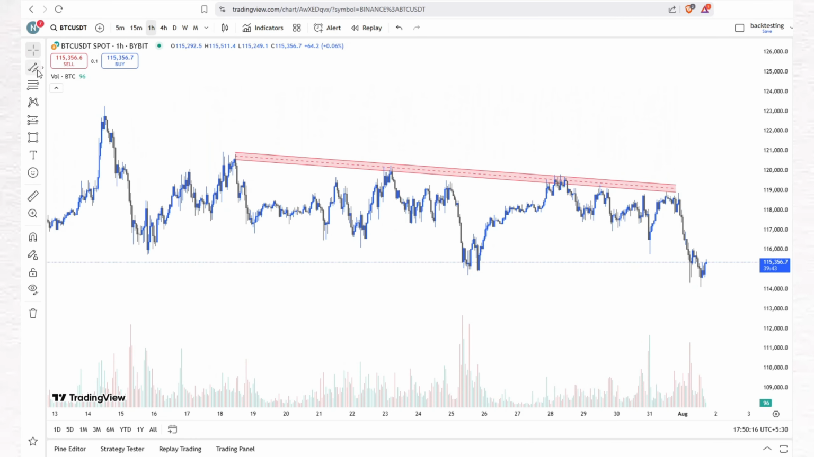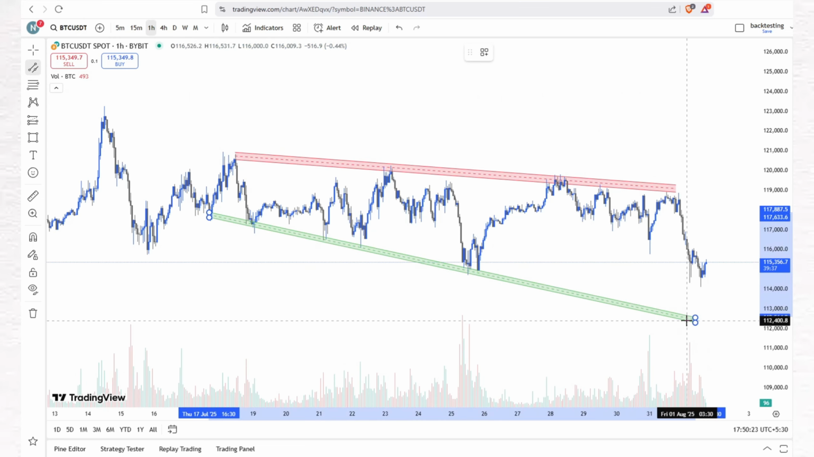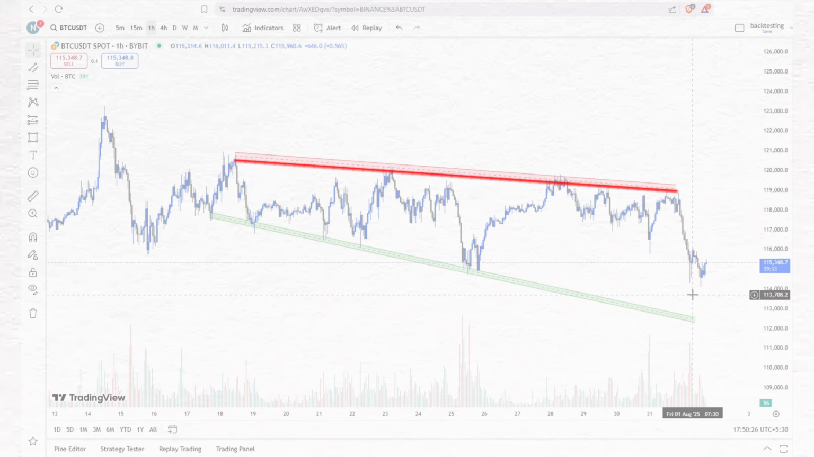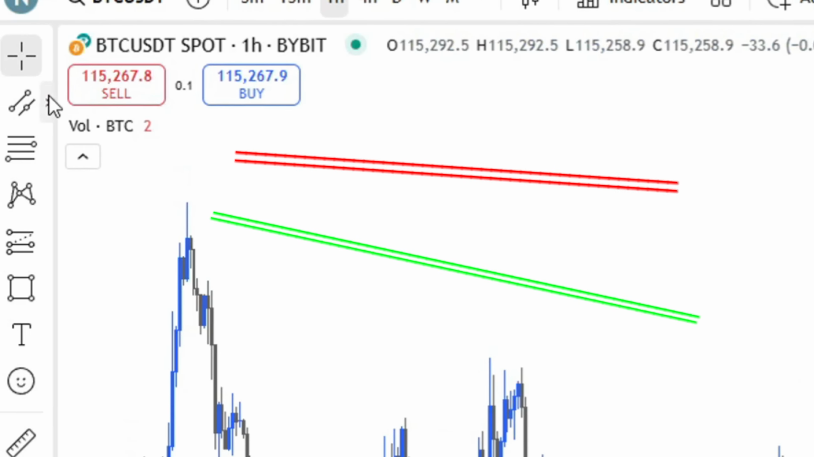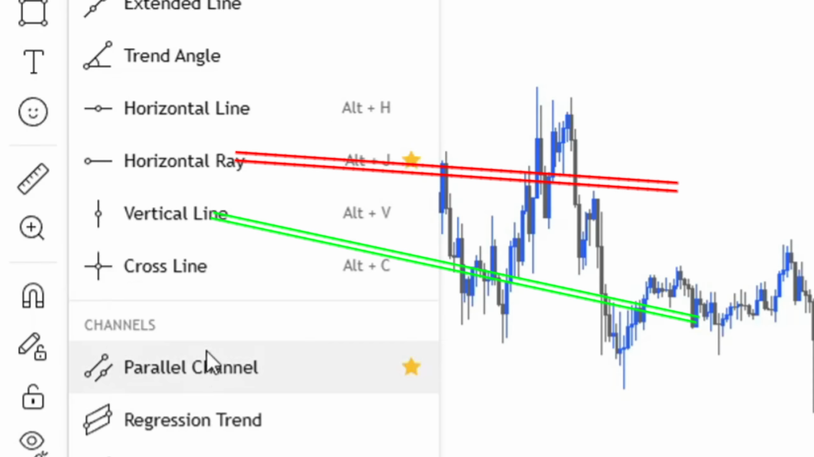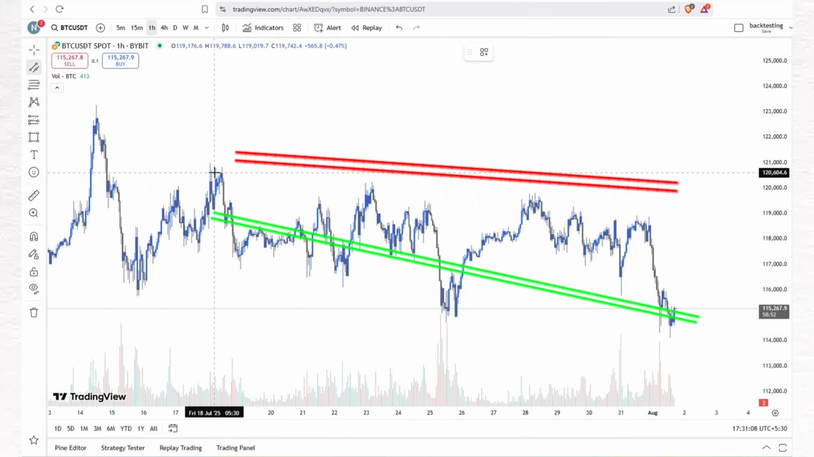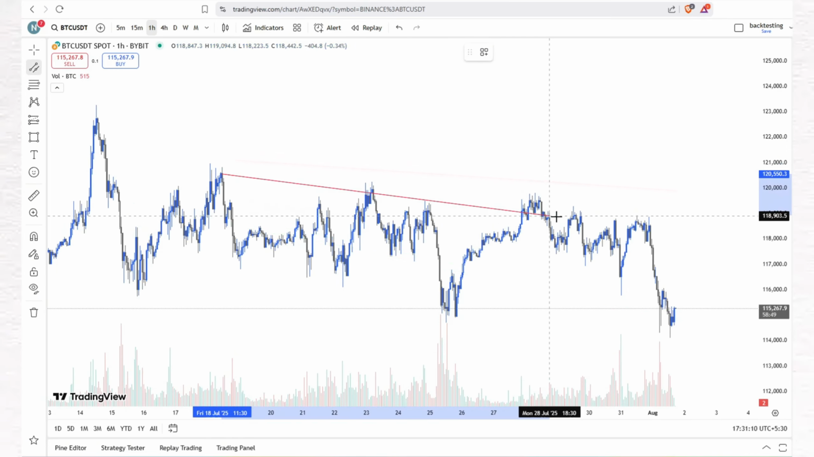This works because price doesn't always respect a single angled line perfectly, but it does respect zones around that trend. So your upper boundary becomes the resistance trend line zone, and the lower boundary becomes the support trend line zone. It's like turning your fragile pencil line into a fortified hallway, much more durable.